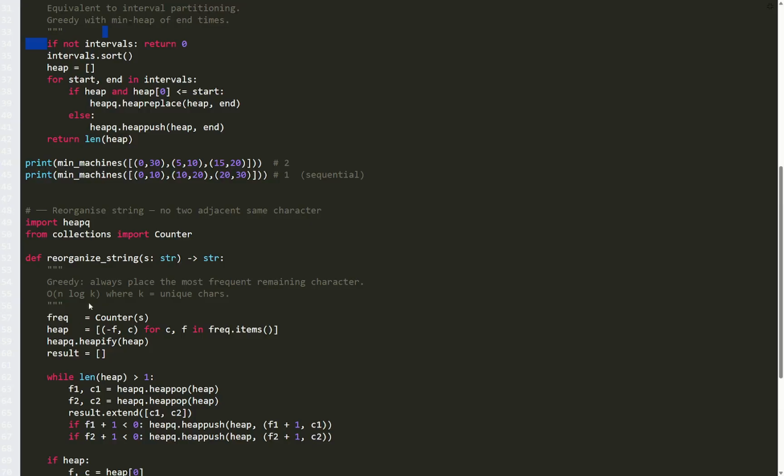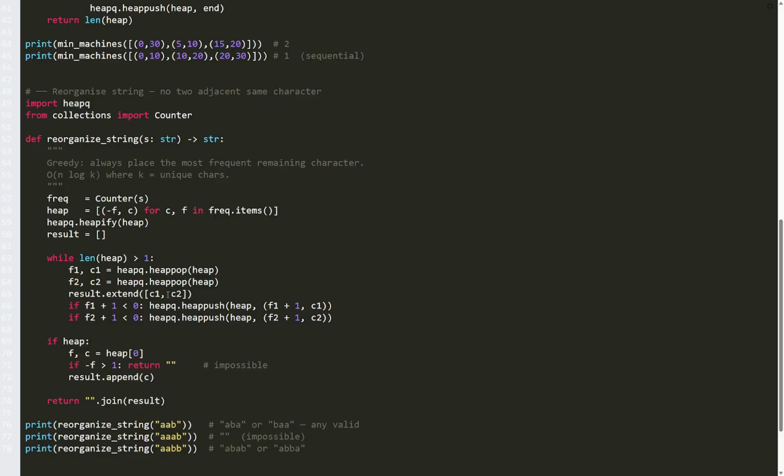Reorganize String. Rearrange a string so no two adjacent characters are the same. The greedy strategy is to always place the most frequent remaining character next, as long as it doesn't repeat the last character placed. A max heap by frequency drives this. Pop the two most frequent characters, append both, push back with decremented counts. If one character's frequency exceeds half the string length plus 1, no valid arrangement exists.